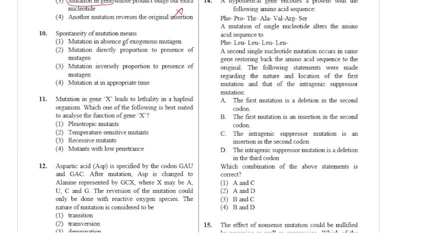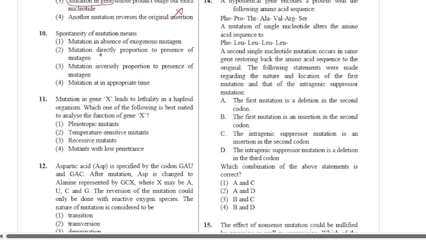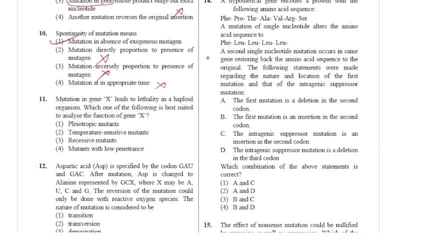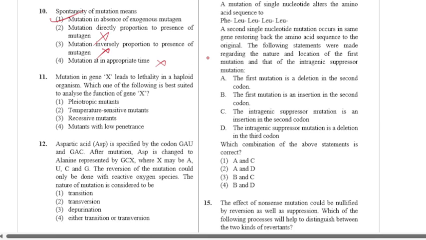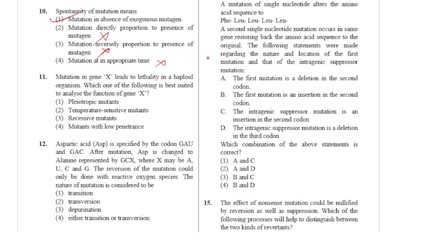Spontaneity of mutation means the mutation occurs in the absence of an exogenous mutagen, and that could be an answer. Mutation directly proportional to the presence of a mutagen is not spontaneous. Mutation inversely proportional to the presence of a mutagen, no. Option A. Spontaneity is in the absence of an exogenous mutagen. We didn't give any particular mutagen, but the mutation occurs. That is spontaneous.